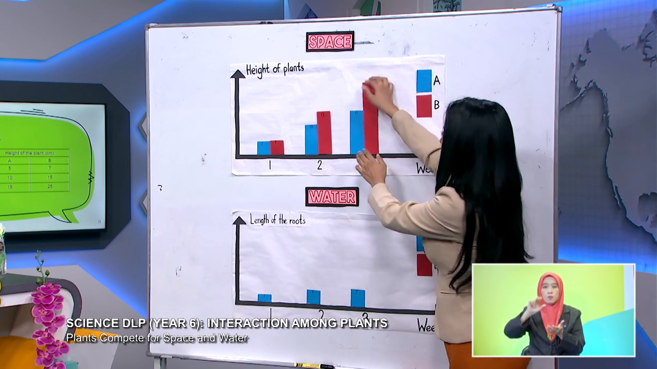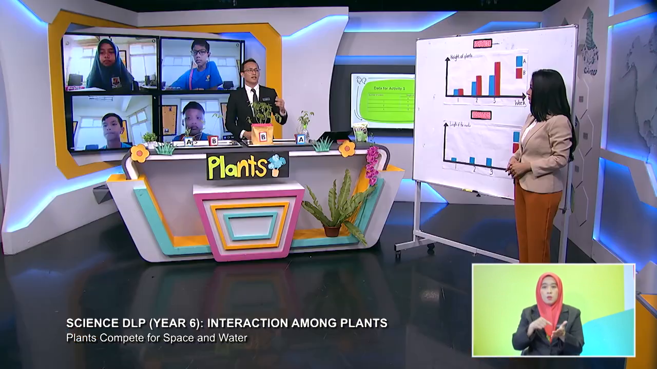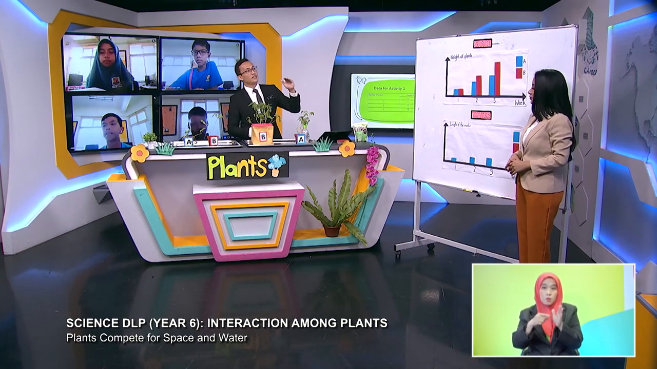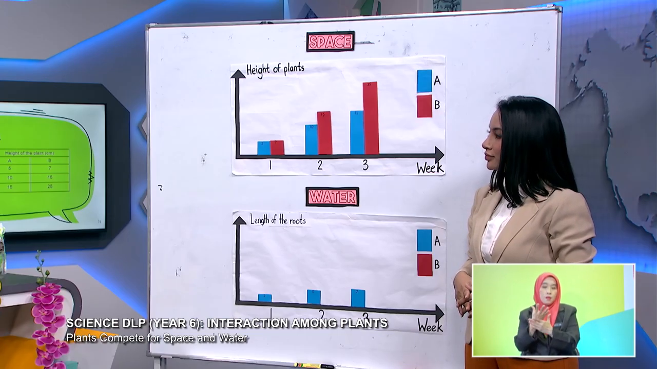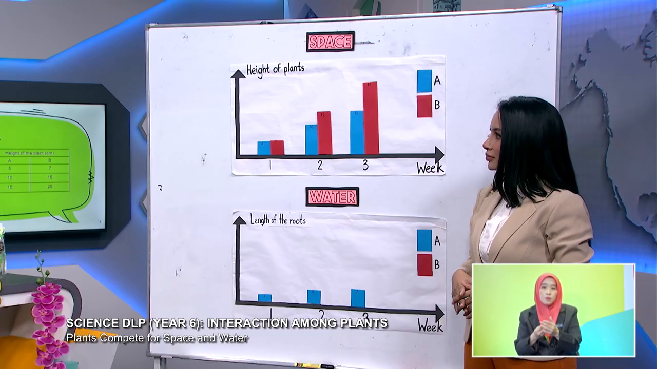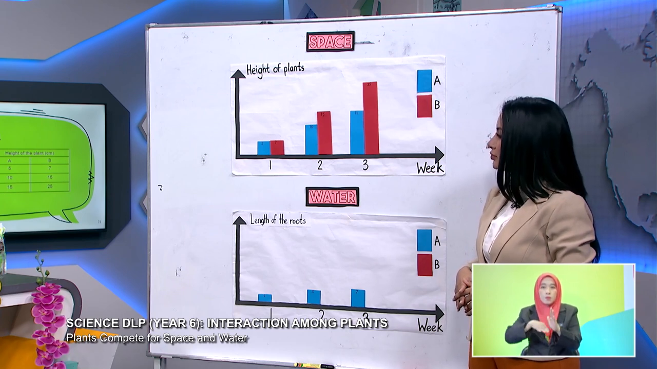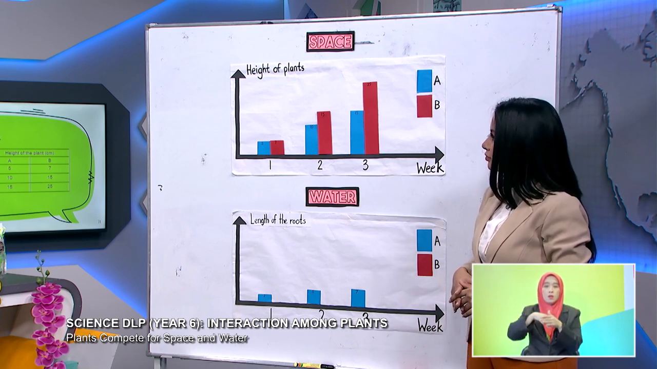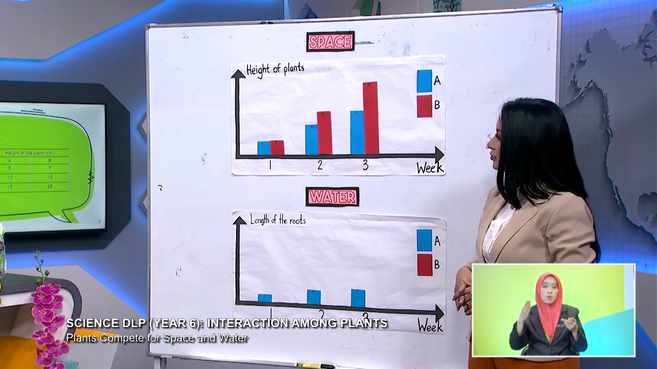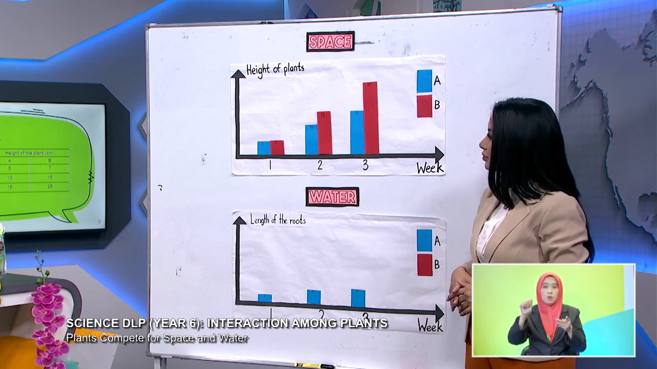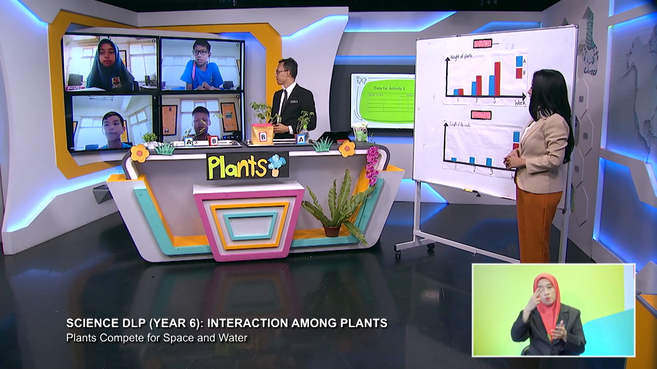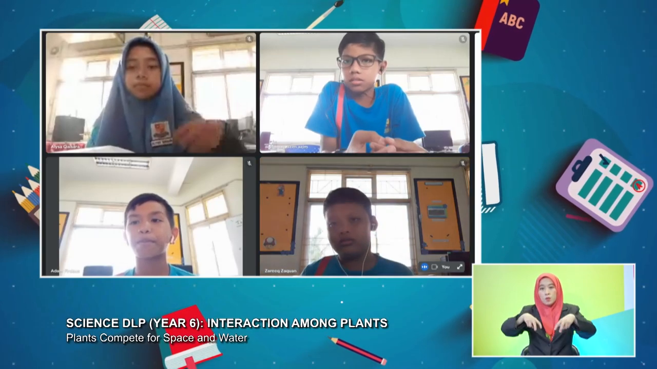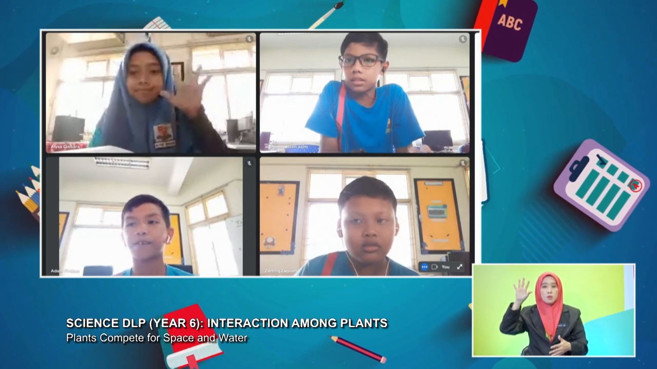All right, Mr. Q. From this bar chart, it is clearly shown that we can see the growth of the plant. It grows slowly but gradually up, right? But for the blue one, for pot A, it grows slower compared to pot B, right? So, students, what can you conclude from this experiment? Let's have a volunteer, please. Can you raise your hands up? Okay, Alisa.